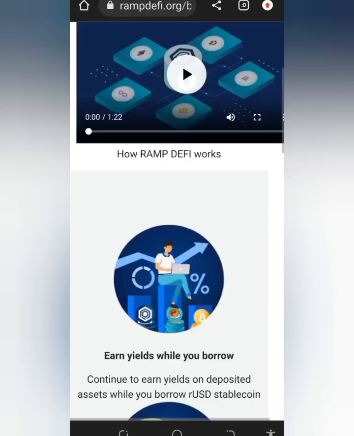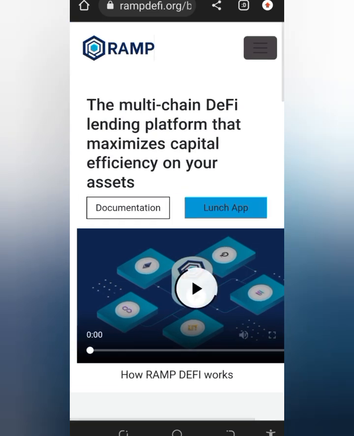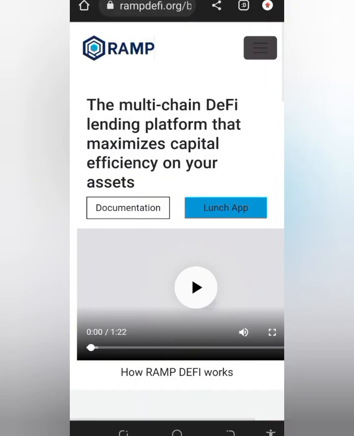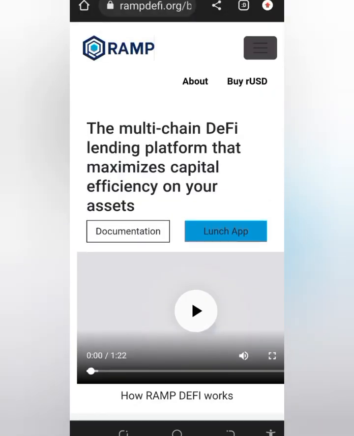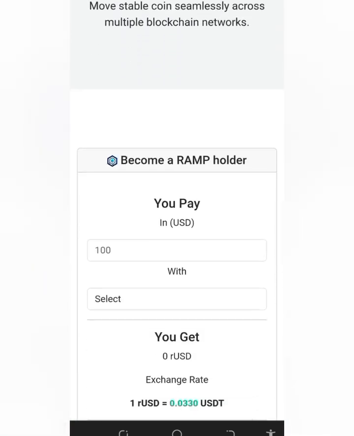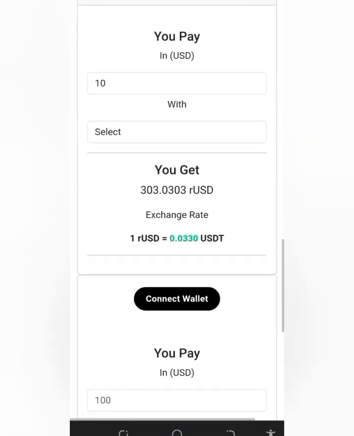Let me refresh this one more time so that we're sure everything is still intact, because we'll definitely have to connect our wallets with this. So let's go ahead. Let me click on buy USD. So we come here, I said become a ramp holder, and then I put in $10. I'm only putting in $10. It's saying 303.